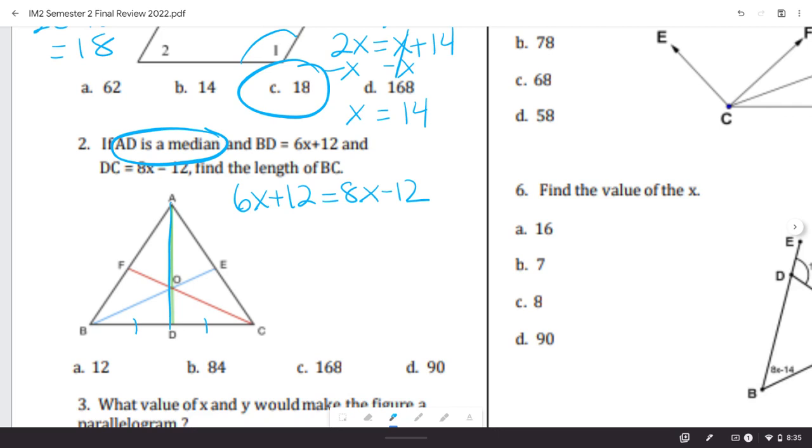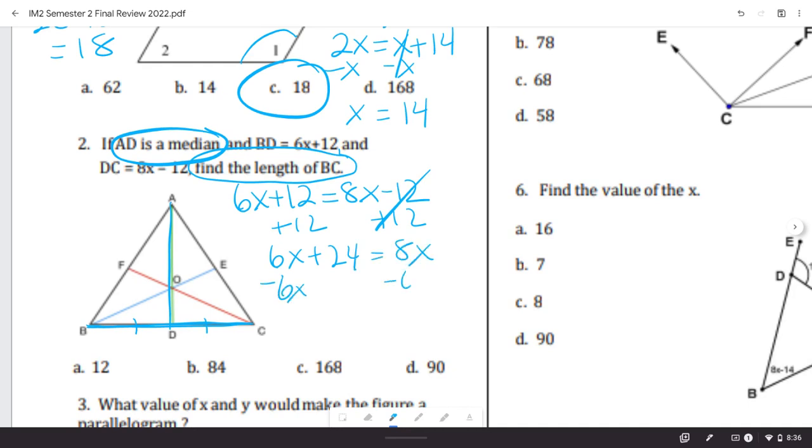Now we are going to solve for x, but you have to pay attention to the directions. The directions say find the length of BC. So BC is the entire bottom side. So that means we're going to solve for x, and we're going to plug in, and then we're going to double it. So let's solve for x first. Okay, so x is 12.